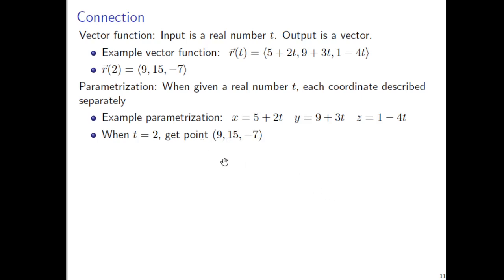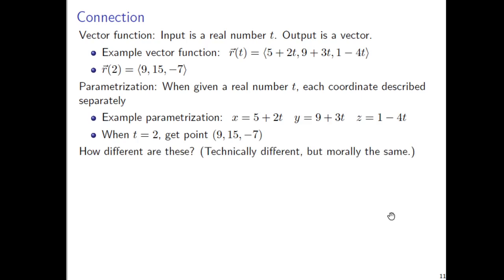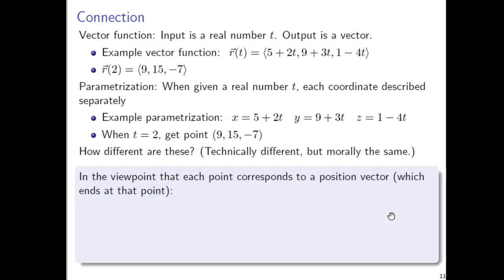So you see how the vector function works: we should use function language, inputs and outputs. You plug in 2 as an input and you get as an output the vector 9, 15, negative 7. And for the parametrization, when you plug in the time being 2, you get the point 9, 15, negative 7. And here's that correspondence we've talked about loosely before, the vector that corresponds to the point that corresponds to the vector. How different are these? Yeah, they're technically different. There's technically lots of differences going on, but morally it's the same, right?